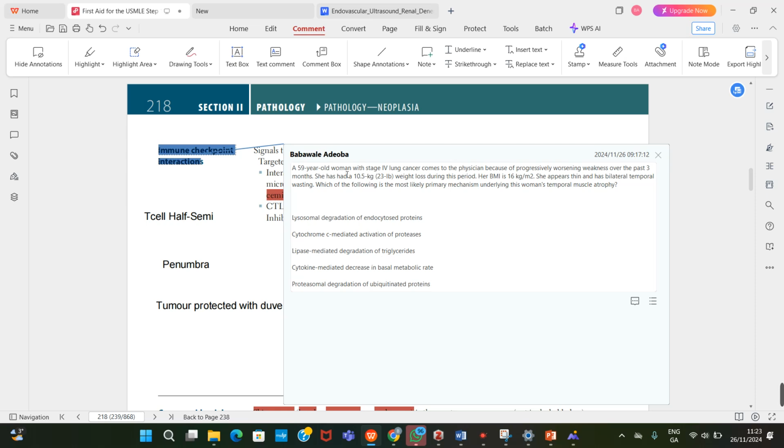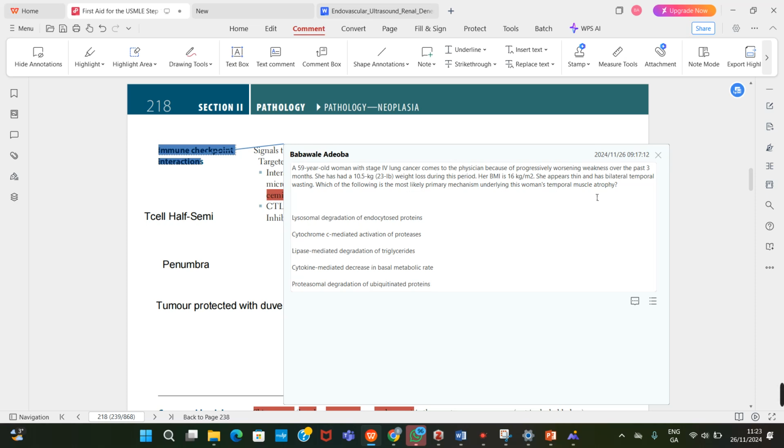A 59-year-old man with stage 4 cancer comes to the physician because of progressively worsening weakness over the past 3 months. She has had 10 kg weight loss during this period. BMI is 16. She's thin with bitemporal wasting. Which of the following is the most likely primary mechanism underlying this woman's temporal muscle atrophy? Anybody?